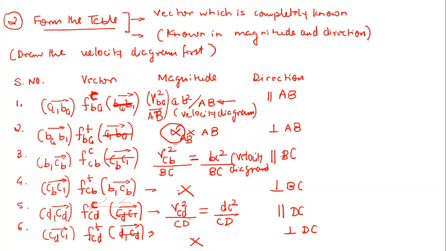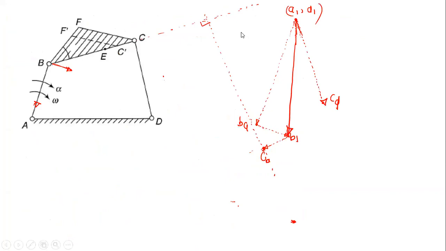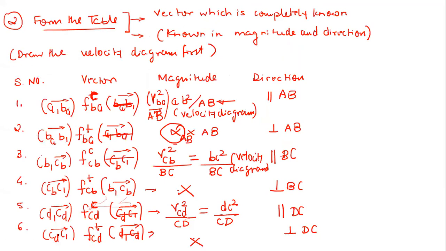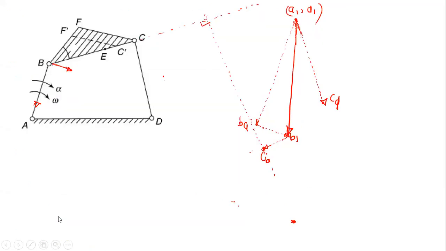Obviously I located this D1 CD because it was known in magnitude and direction. So I simply draw that, D1 CD. Now I have this point CD. Now I have to draw another vector, that is the CD C1 vector. But I just know the direction of this vector. So how can I locate this common point C1 using these two vectors? What should be my next step?